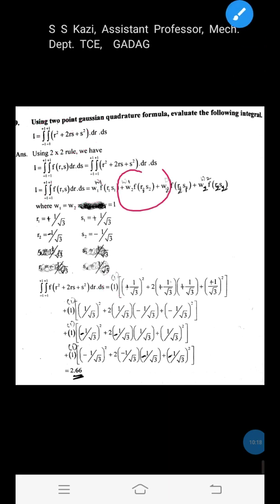Now come to the second term, W1 into W2. W1 and W2 are 1, so 1 into 1, f of R1 S2. f of R1 S2 can be written as R1 square plus 2 R1 S2 plus S2 square, where you substitute R1 as 1 by root 3 and S2 as minus 1 by root 3.